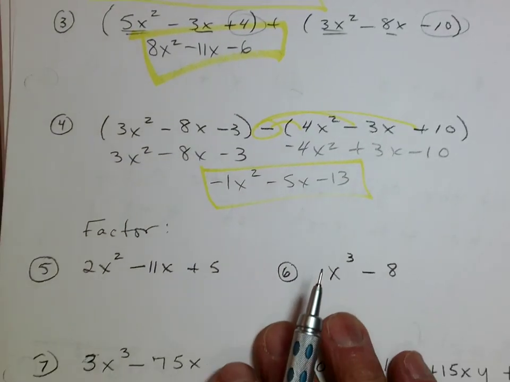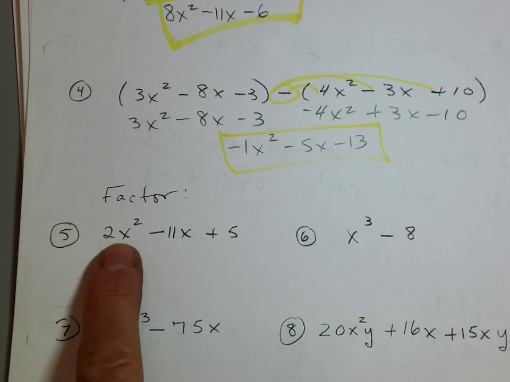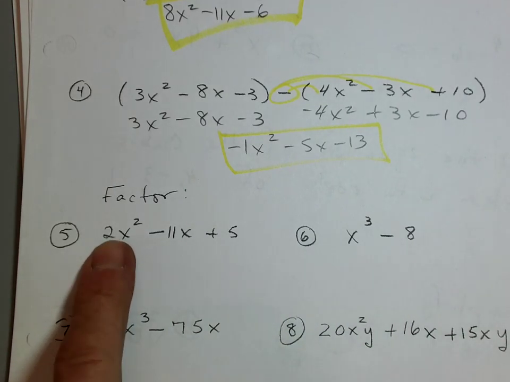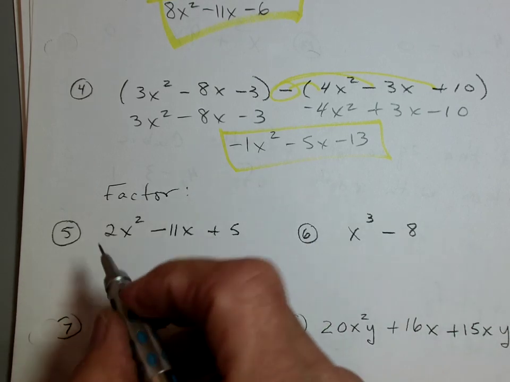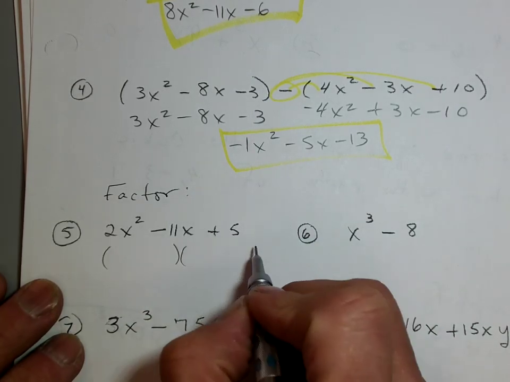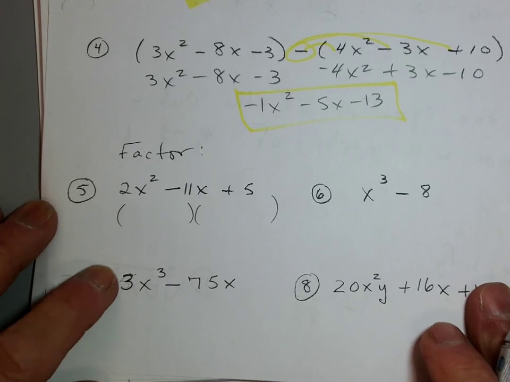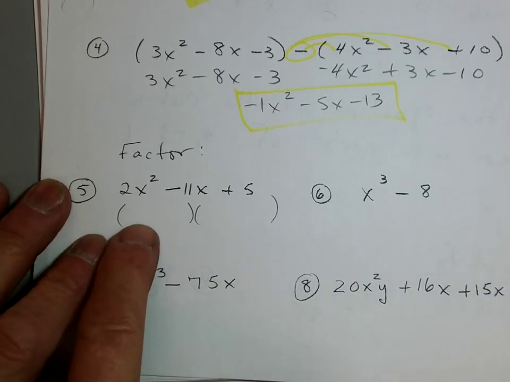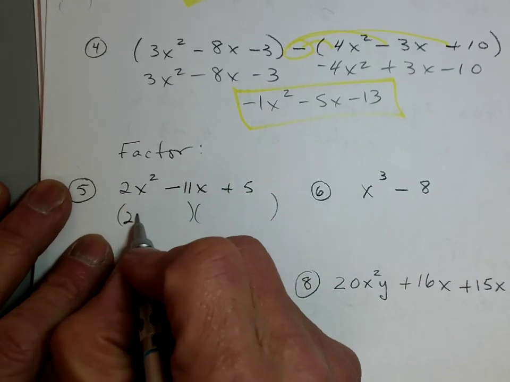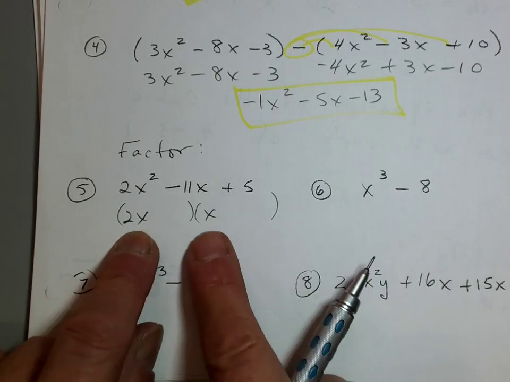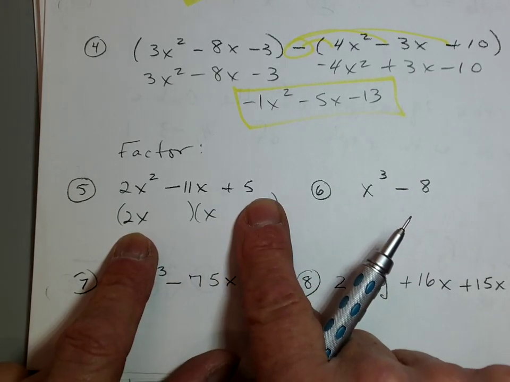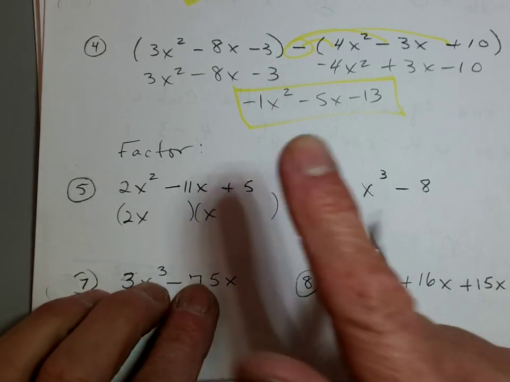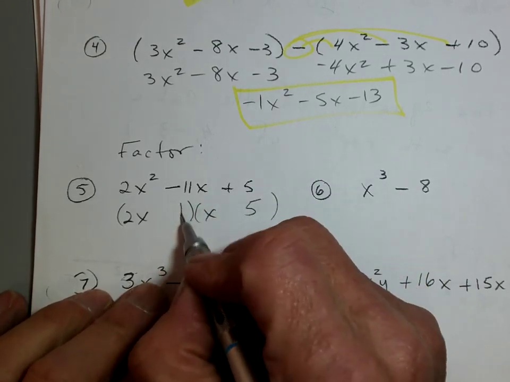Factor. Okay, so this is when you have a number in front, you've got to be a little bit careful. The only way I can make a 2x squared is with a 2x and an x. So I'm going to do my parentheses. I know for sure that what I need is a 2x and an x. It's the only way I'm going to get a 2x squared, okay? Now the 5, it's got to be a 5 and 1, but I got to be careful where I put it. I'm going to put the 5 here and the 1 here, and I'm going to show you why.